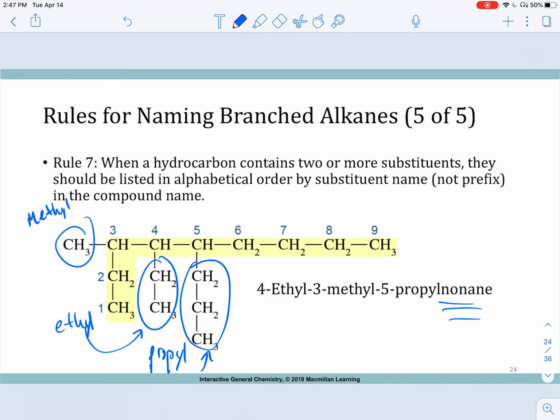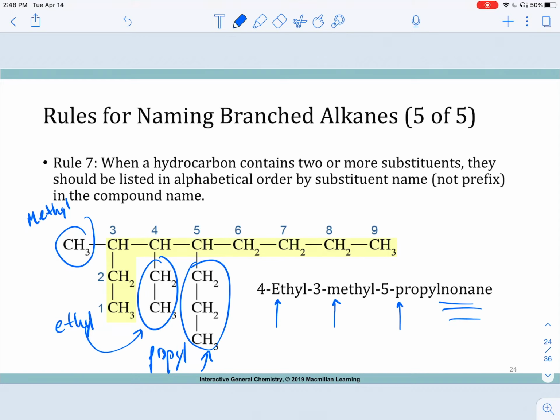Well, what we do is we don't name them by position, for example, this is at the 3 position, this is at the 4 position, and this is at the 5 position. We don't name them as 3, 4, and 5. We actually use them alphabetically. So notice we have ethyl first, and then comes M, and then propyl in the alphabet.